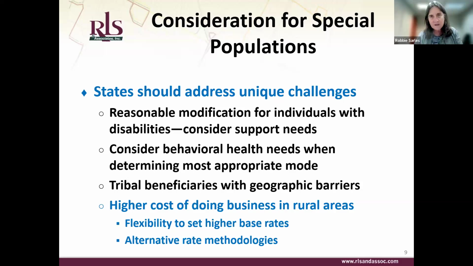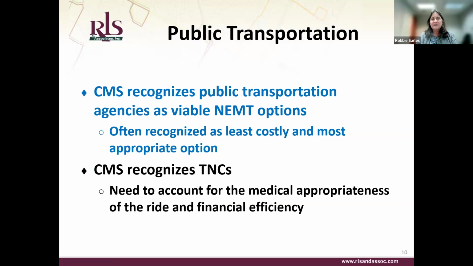When it comes to the alternative rate methodologies, we're going to talk more about that a little later, because again, the way that perhaps folks have been paid in the past perhaps has not been equitable nor fair. And so this provides some significant flexibilities to make sure that providers are adequately paid for the cost of the services that they're providing. CMS recognizes public transportation agencies as viable NEMT options. That just seems so straightforward, and no one in the public transportation industry would have ever thought that's a comment worth putting an exclamation mark behind. But historically, CMS has not necessarily always perceived public transportation as a viable option, and so this represents a major philosophical change.